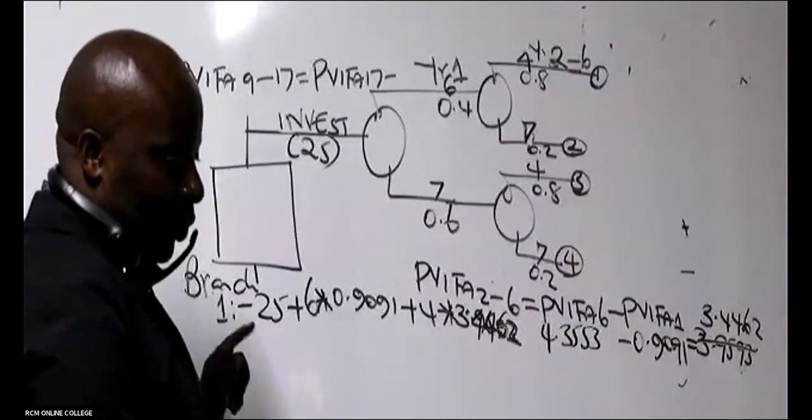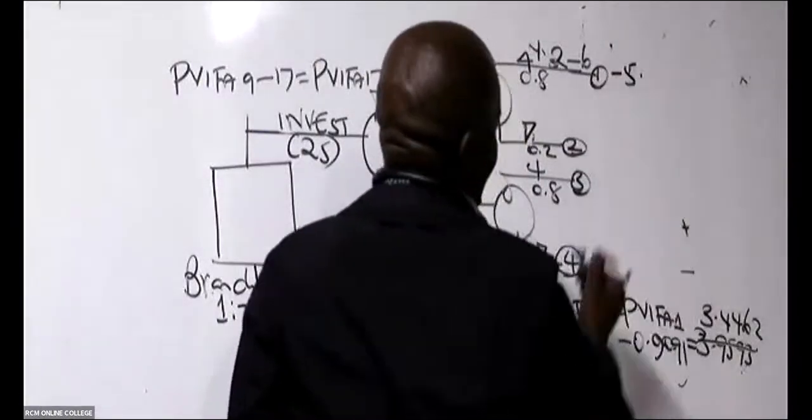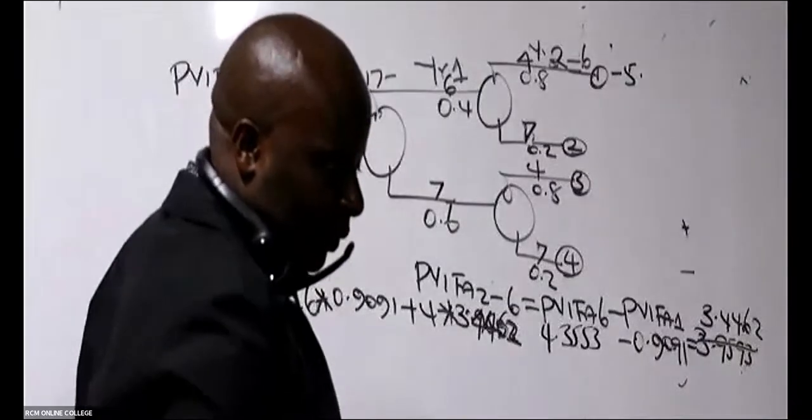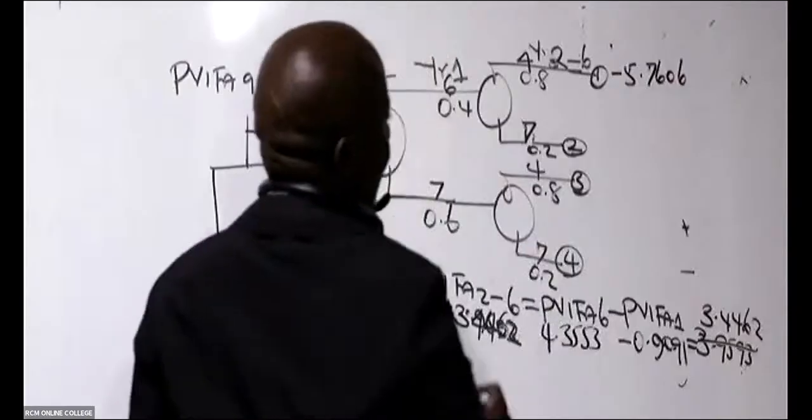NPV for branch 1. Somebody who already has that figure? So I'm being given here minus 5.7606, like that.